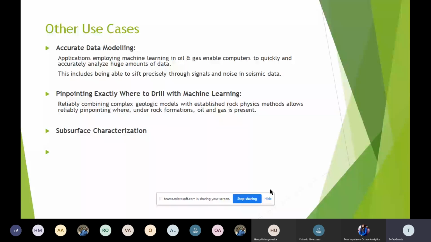Key to what is done is deciding where to drill or where we have oil. There, if you can apply data analytics to rock physics data and bring in your geological knowledge, then a good use case exists here.